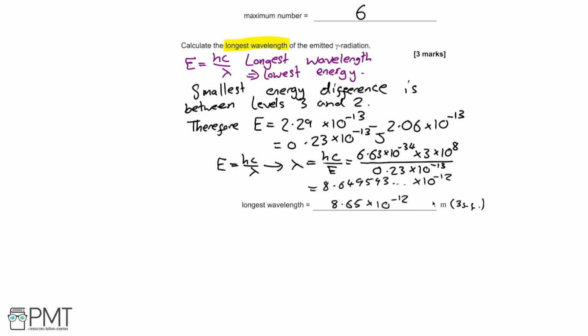The choice of 3 significant figures here is because all the data in the question and all our conversions are given to 3 significant figures. Therefore, we can leave our answer to 3 significant figures and still be confident in its precision. Therefore, this is our answer. In this question, we got 1 mark for calculating the energy difference correctly. We got 1 mark for an attempted use of lambda is hc over E and substituting in, and we got 1 mark for our correct final answer.